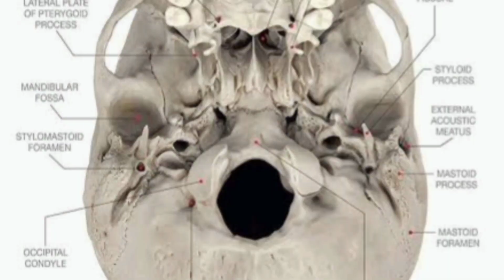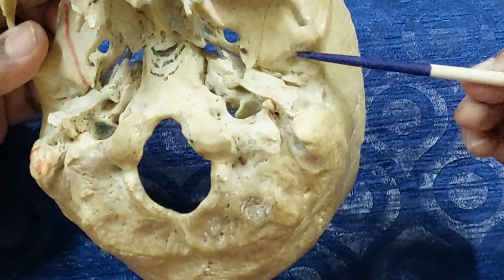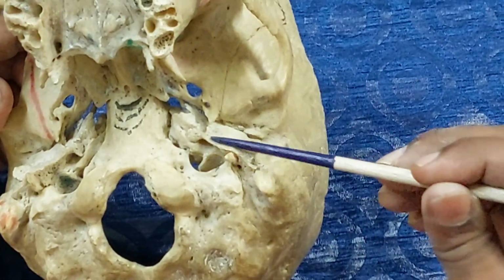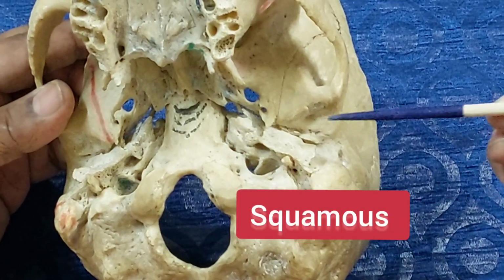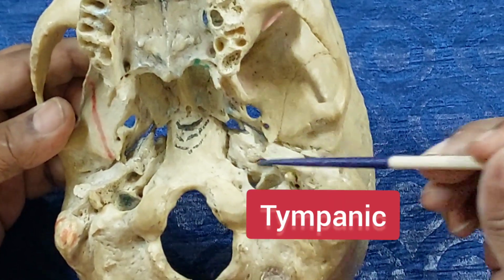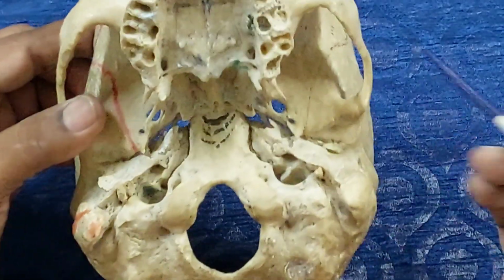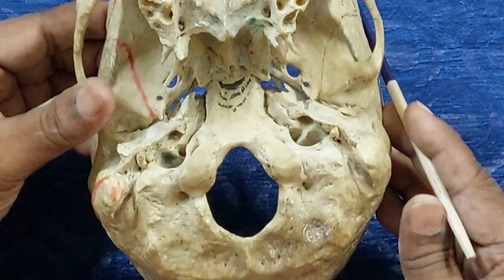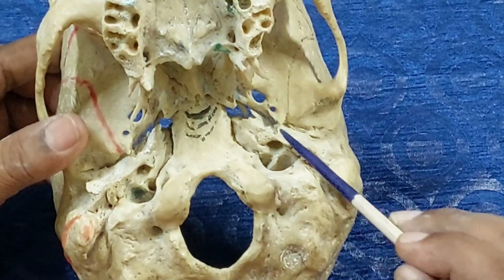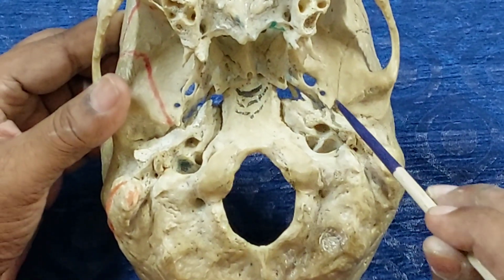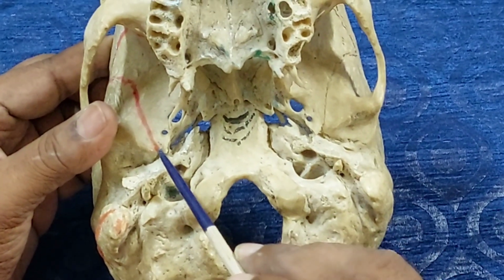Here in the temporal bone we can see three parts mainly. One is the petrous part, then one is the squamous part here, and this is the tympanic part. So petrous, squamous and tympanic, all three parts we can see on the undersurface. And the important part here is the spine of the sphenoid. This is the spine of this side and the spine of this side.